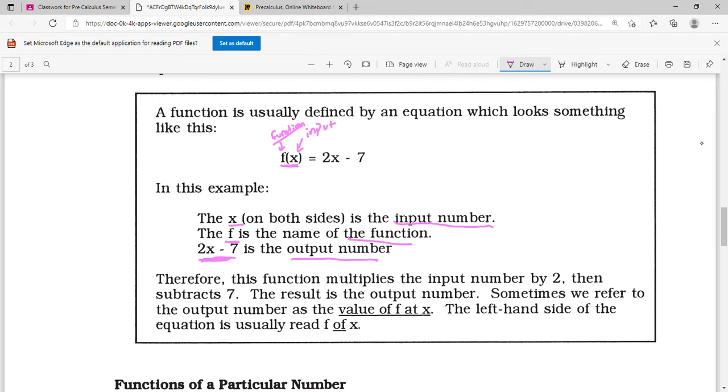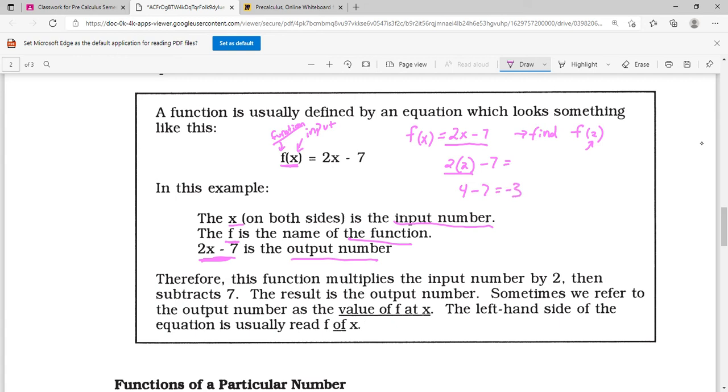Let's say that we run this function, f of x equals 2x minus 7. Let's say we want to find f of, let's say, 2. That means everywhere in the calculation part of the function, I'm going to put a 2. So that'll be 2 times 2 minus 7. 2 times 2 is 4, minus 7, that's going to be negative 3.